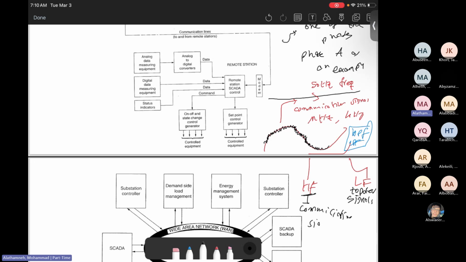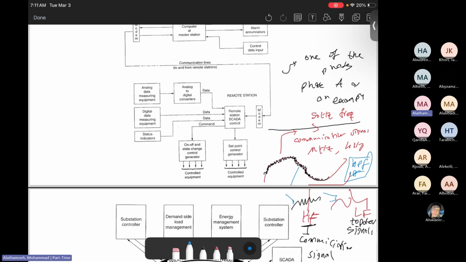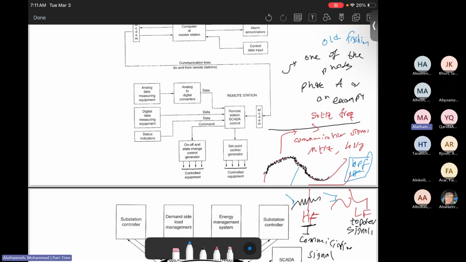as a communication signal. Therefore, the high frequency, we will isolate it, which is basically isolating this from this. So we just disconnect the power signal from the communication. That's old-fashioned, which uses one of the phases. We are no longer using it. It currently exists, but in old power lines.